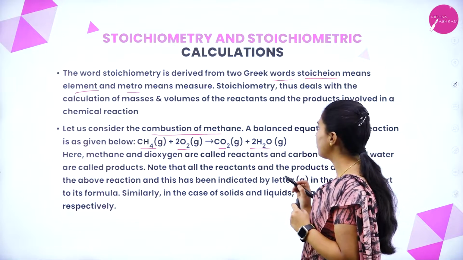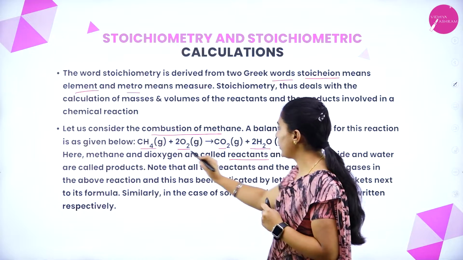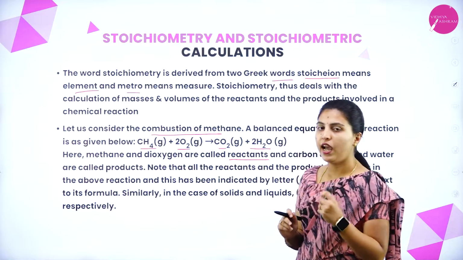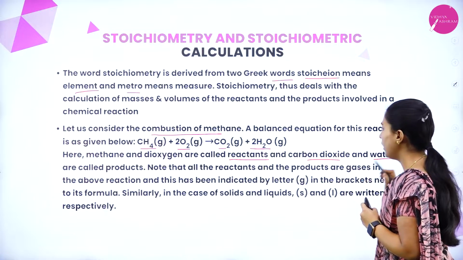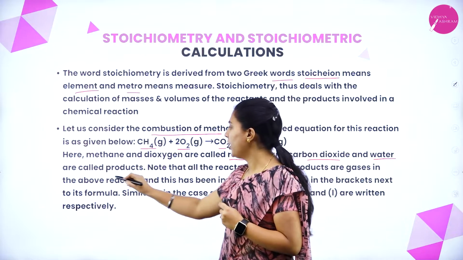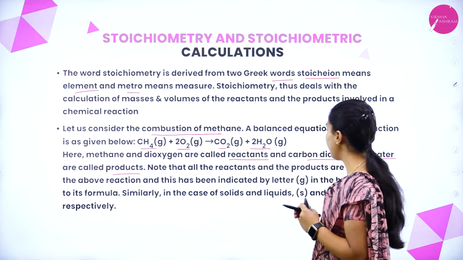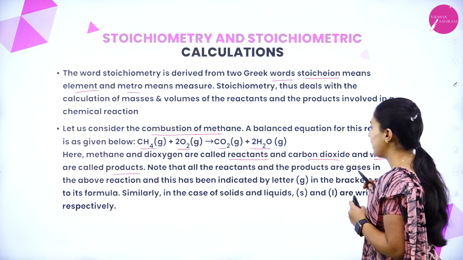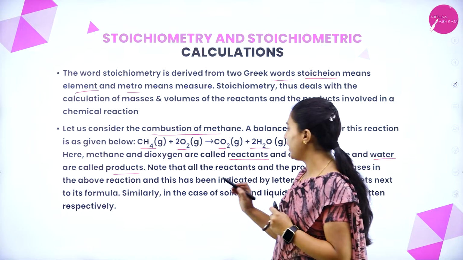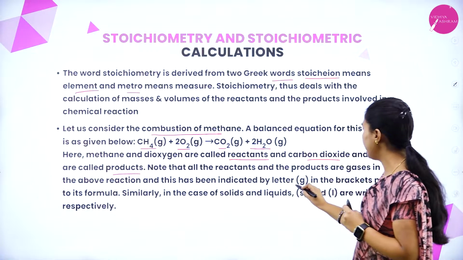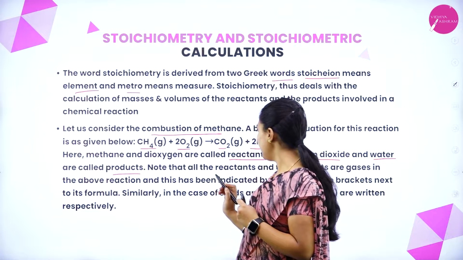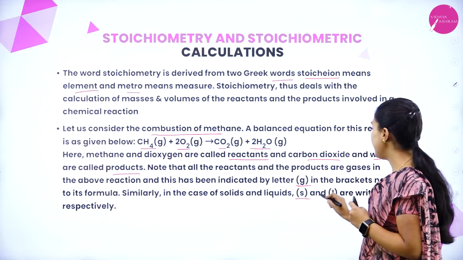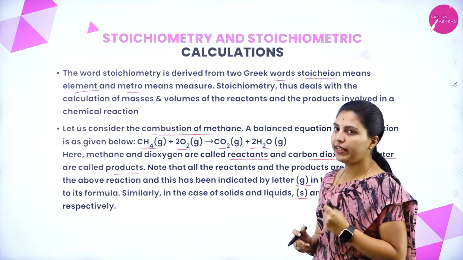Here methane and dioxygen are called reactants, whatever is given on the reactant side, and carbon dioxide and water are called products. Note that all the reactants and the products are gases in the above reaction, and it has been indicated by the letter g in brackets next to the formula. Similarly, in the case of solids and liquids, s and l are written respectively.